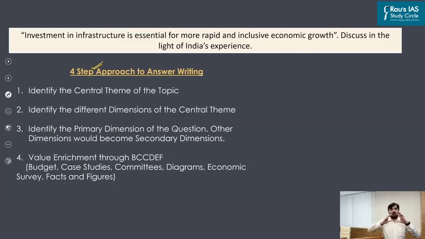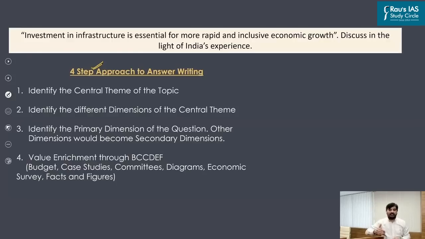Whenever you come across a question in the UPSC mains examination, the first thing is to identify the central theme. That's very important. After identifying the central theme, think of the different dimensions which you know with respect to the central theme. That's the second part. There could be some 4 to 5 different dimensions which you know with respect to a central theme. Third, read the question once again, and out of those 4 to 5 dimensions, identify which is your primary dimension. The primary dimension will directly become the body of your answer.